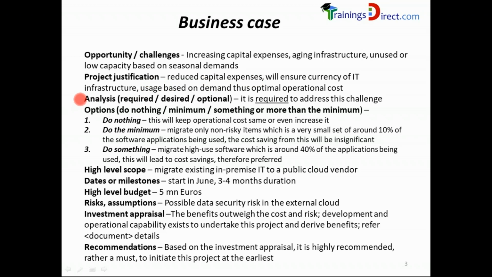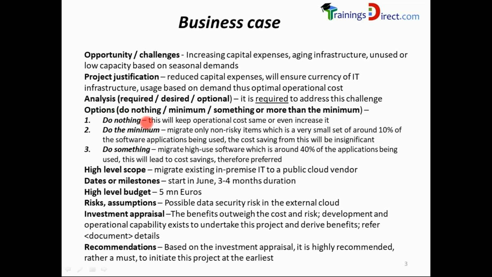Analysis. The analysis decides whether it is required to address this challenge, or is it only desired to address, or it is optional to address the above challenge. In this case, the management decided that it is required to address this challenge. Based on the challenge, they will look at various options. Should they do nothing, or do the minimum, or do more than the minimum, which means do something.